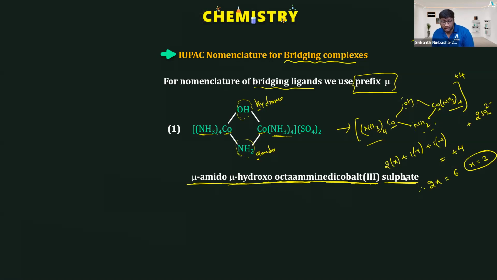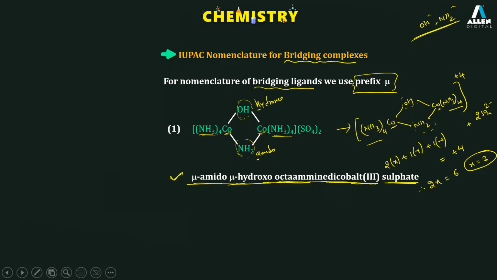Then how many amines are there? 8 amines. So octa-amine. 2 cobalts are there, dicobalt. Oxidation state of cobalt is 3. And then you have sulfate. Mu amido, mu hydroxo, octa-amine, dicobalt 3 sulfate. That is the correct IUPAC name of this bridged complex. Clear or not? Yes, sir. Yes, very good.